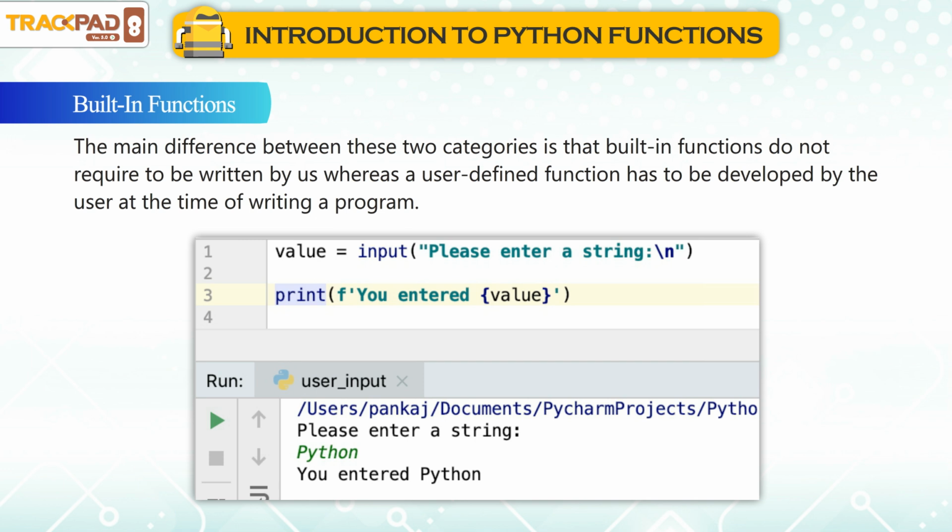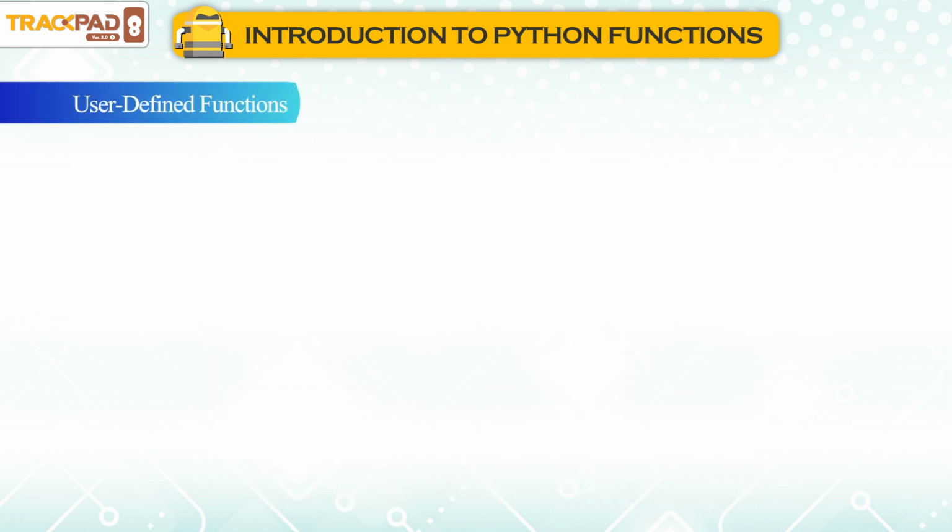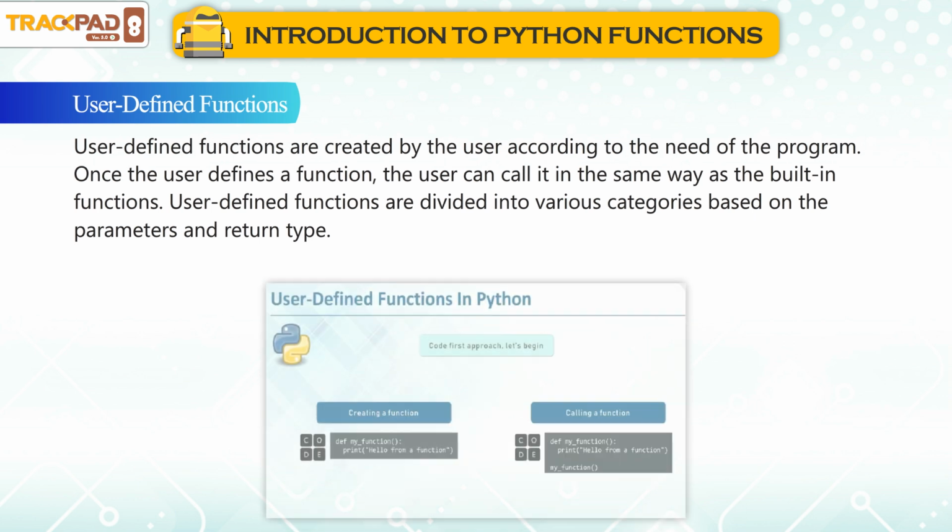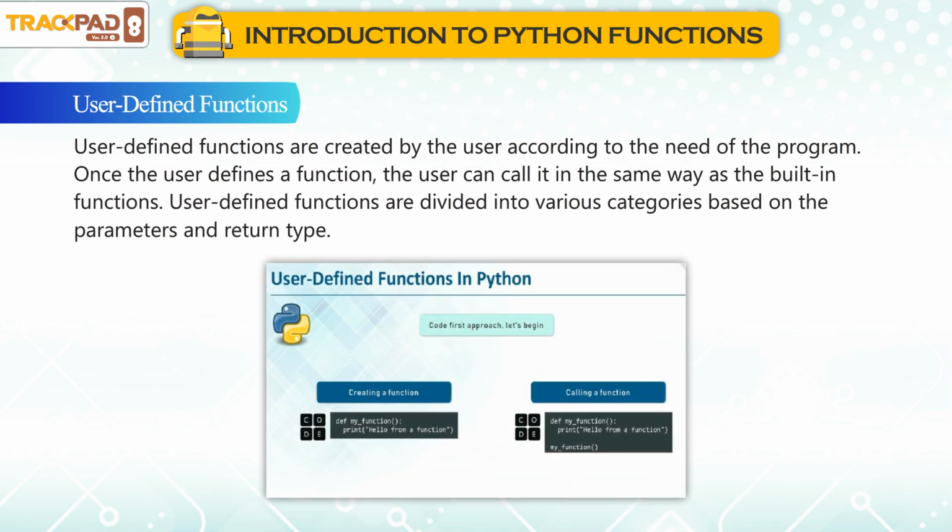The main difference between these two categories is that built-in functions do not require to be written by us, whereas a user-defined function has to be developed by the user at the time of writing a program. User-defined functions. User-defined functions are created by the user according to the need of the program. Once the user defines a function, the user can call it in the same way as the built-in functions.